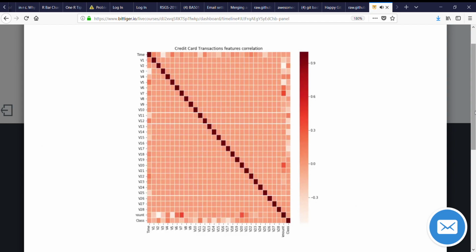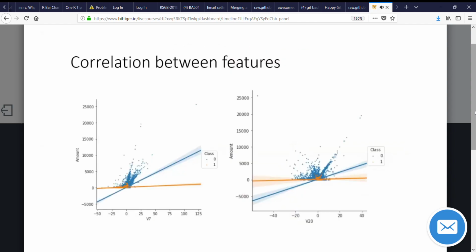We check the feature correlation with the heat map. We can see that most feature correlations are very low, with only a few exceptions. For example, the amount with the feature V7 and the amount versus feature V20 has about 0.8 correlation. To further explore the correlation between features, we plotted the regressions between features. As I mentioned in the last slide, the amount versus feature V7 and the amount versus feature V20 are highly correlated. So we plotted this regression in positive and negative samples.